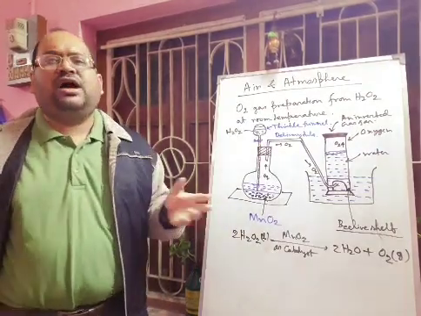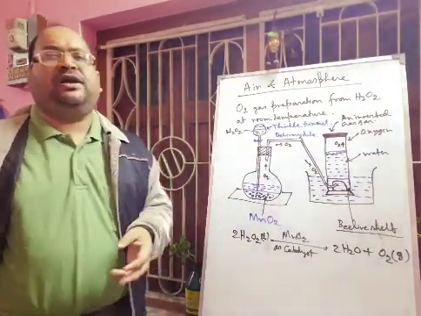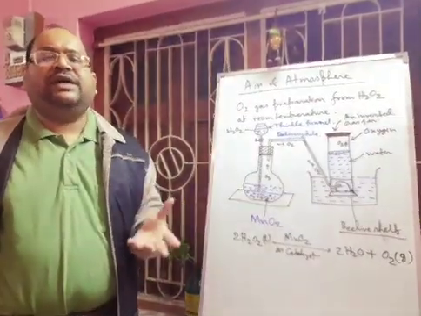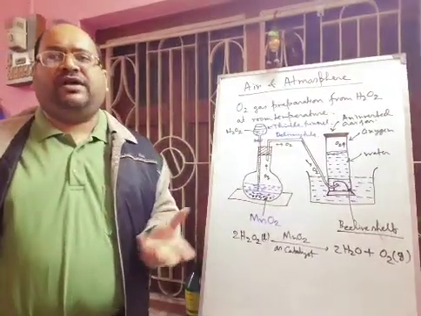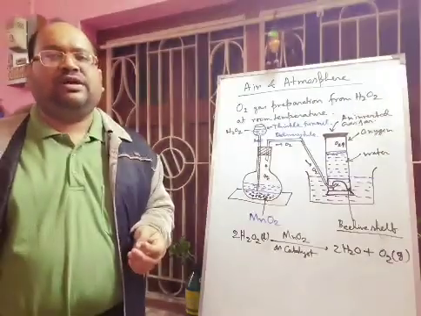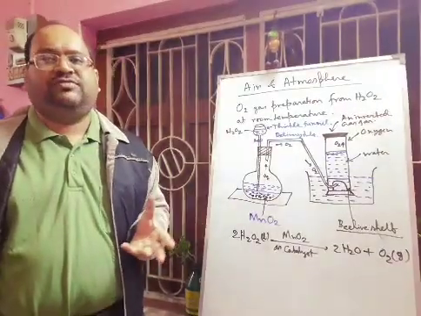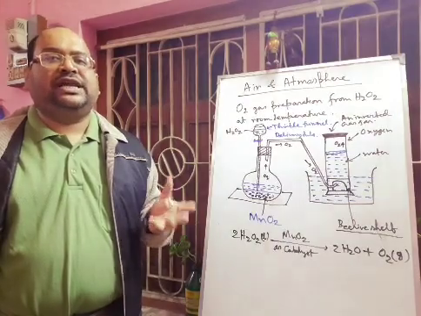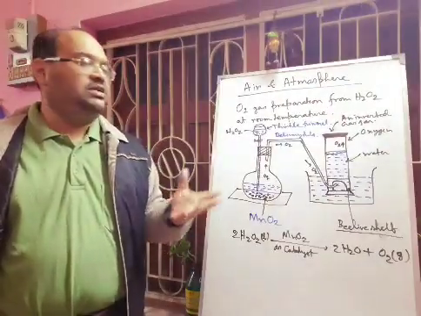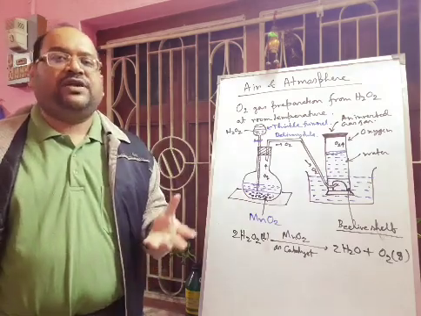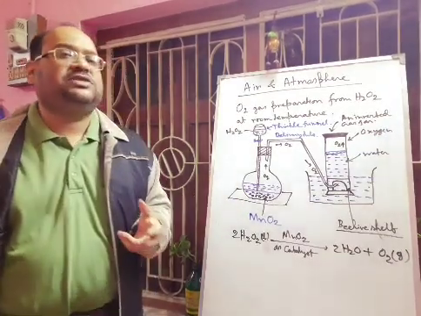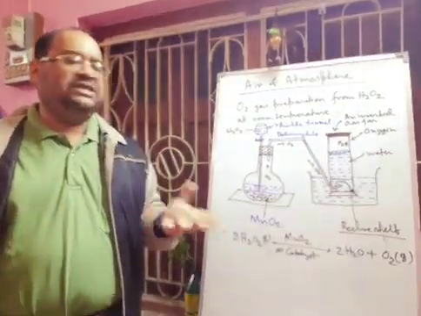Now why is hydrogen peroxide preferred compared to potassium chlorate during the laboratory preparation of oxygen? You can say that hydrogen peroxide is preferred because we can prepare oxygen gas at room temperature. Here heating is not required, so there is no wastage of fuel, and the rate of evolution of oxygen gas is moderate, and therefore it will be under control. Hydrogen peroxide is a safe chemical, and it is also called oxygenated water.